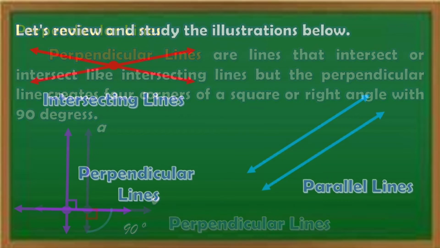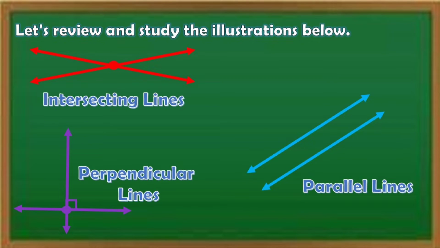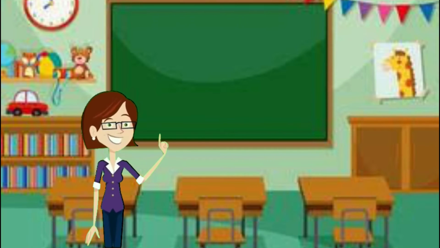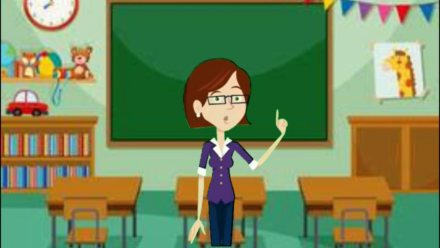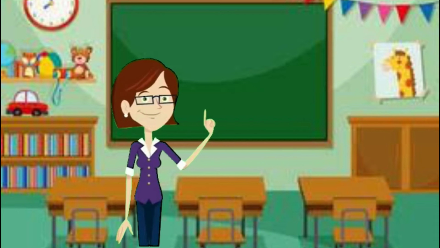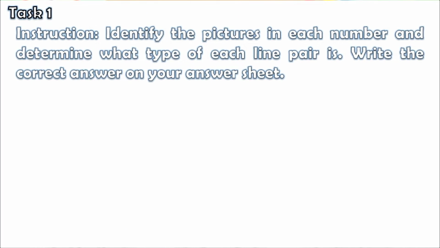Now, we understand what each line pair in our illustration represents or means. We have intersecting lines, parallel lines, and perpendicular lines. Let's practice so that we can better understand our lesson. Let's answer task 1 of your module. Instructions. Identify the pictures in each number and determine what type each line pair is. Write the correct answer on your answer sheet. Are you ready? Let's start.